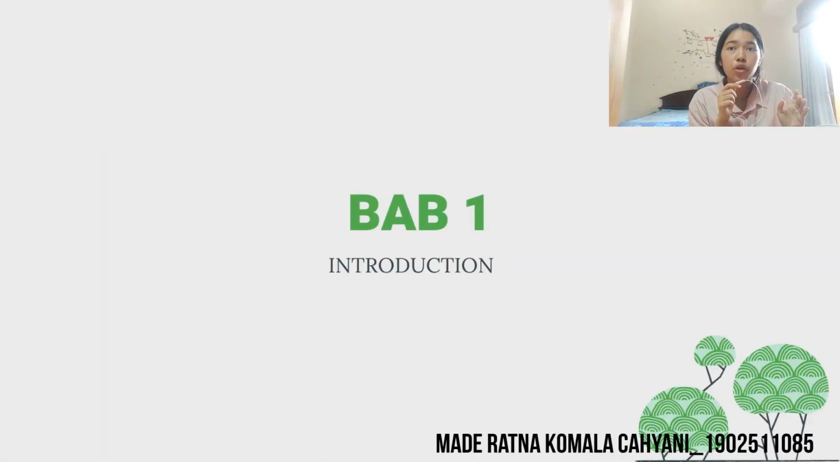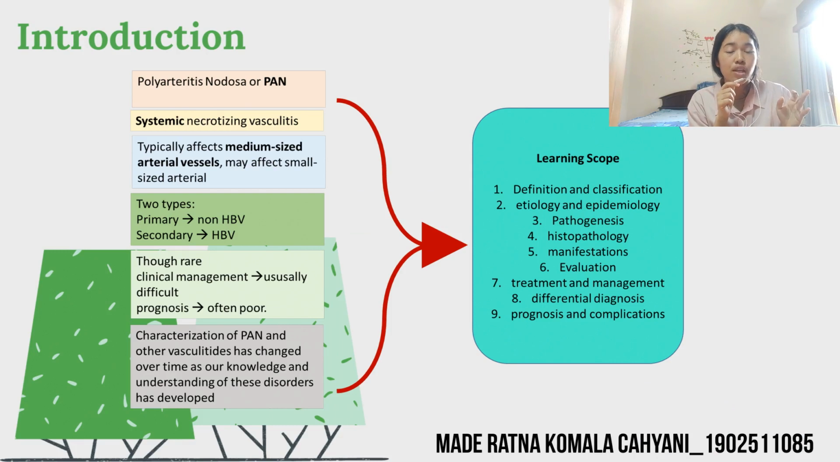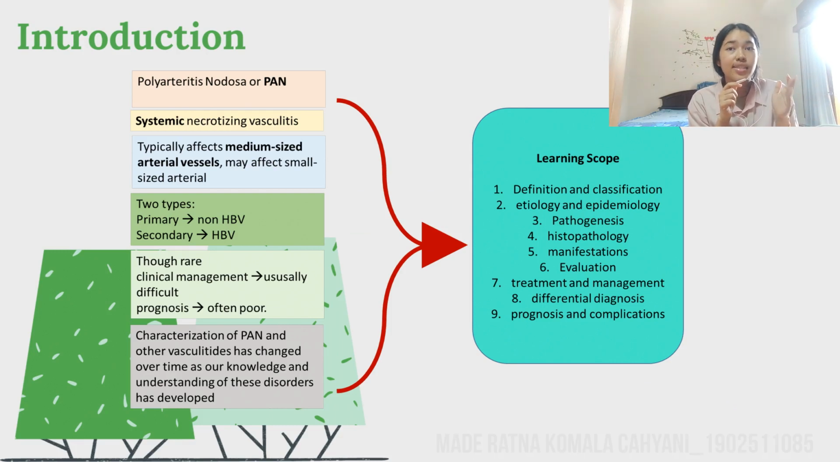Introduction. I will tell you about polyarteritis nodosa, or PAN. It is a systemic necrotizing vasculitis, but it's typically limited to the skin, and we call it CPAN, cutaneous polyarteritis nodosa. PAN typically affects the medium-sized arterial vessels, but it can also affect the small arterial vessels. There are two types of PAN, primary and secondary, which is correlated with hepatitis B virus.